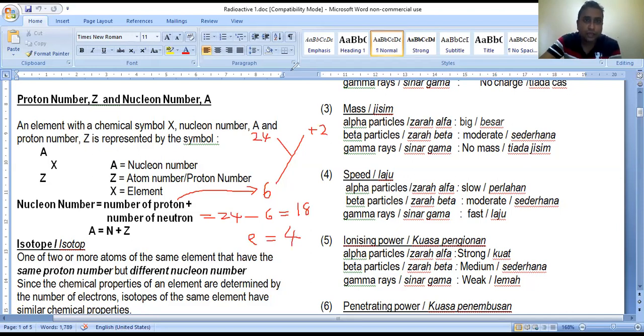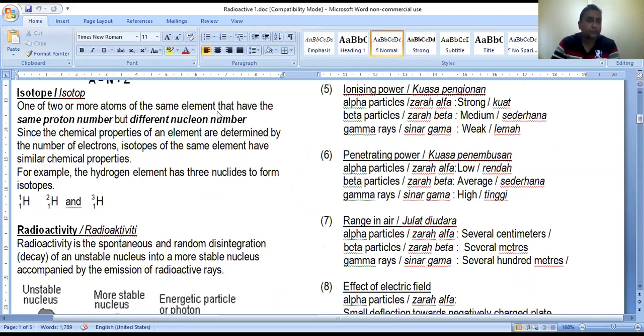Same also, let's say this one is a negative 2 ion. Your proton is still the same. Now what happens is you have 2 more electron compared to proton, meaning here it will become 8.